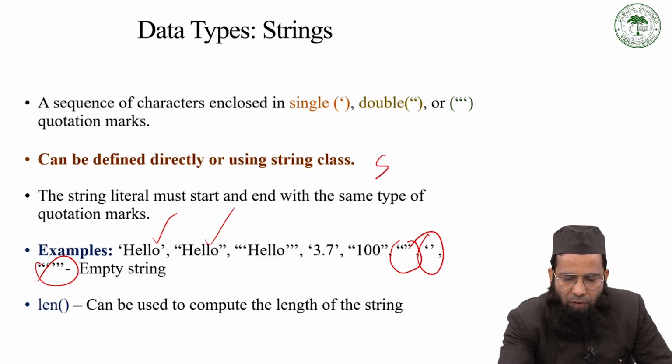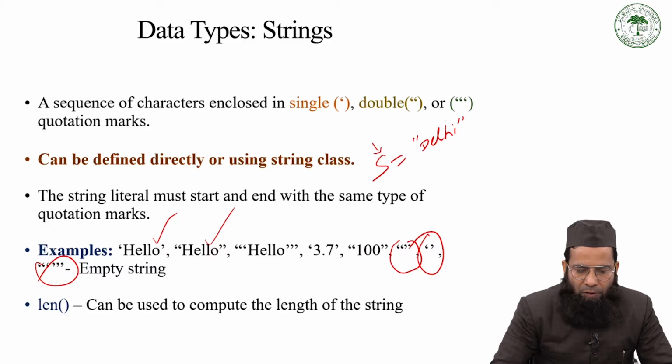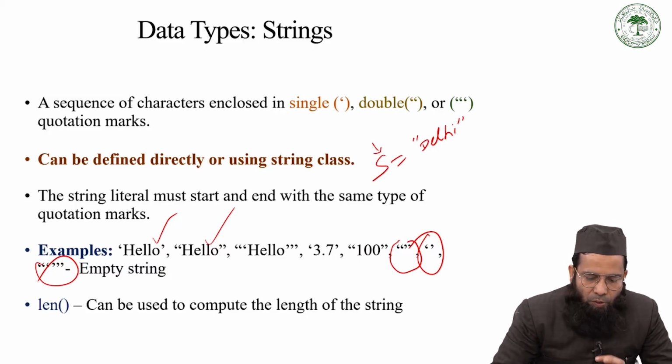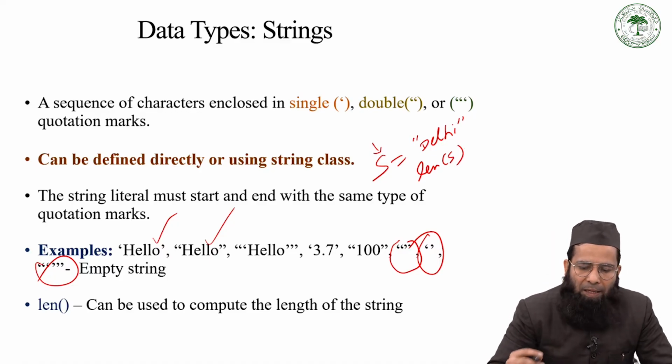So how can you define it? S is equal to, suppose I am writing daily. So S is a string here. This is string type data. S is a string type of variable, you could say. It is containing string data. So in this way, you can declare a string variable. And length can also be used to compute the length of a string. So if you want to find out the length of this variable, I will just write length S. It will give me the length of this variable S.